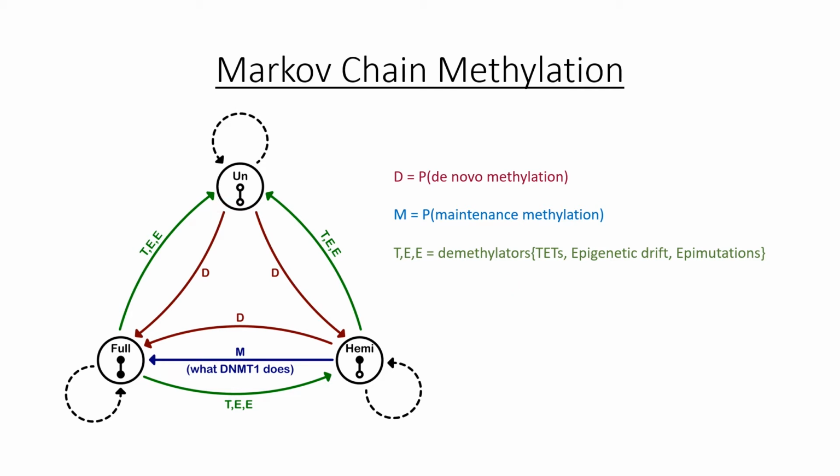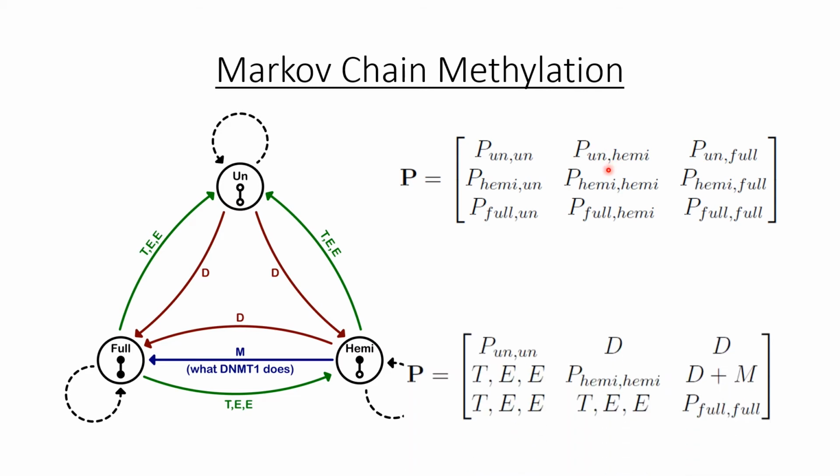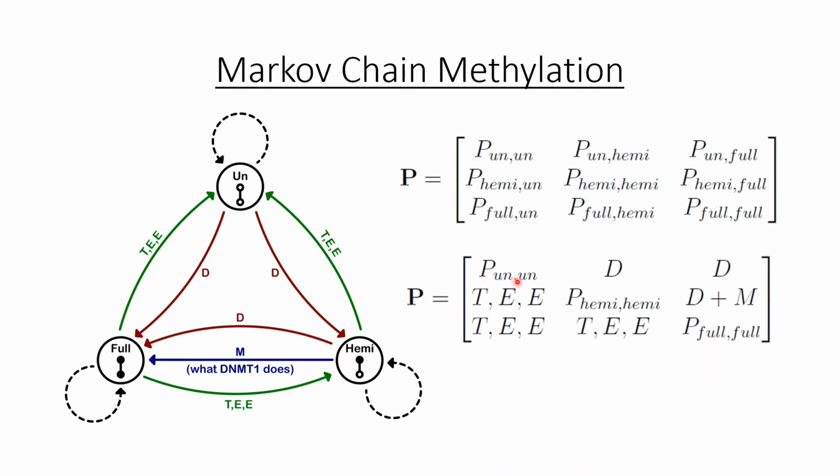Now, let's look at the transition matrix for our Markov chain methylation. We've got the probability of unmethylated remaining unmethylated, the probability of unmethylated becoming hemimethylated. You can see it all here. Let's fill in the probabilities. We've got the probability of unmethylated remaining unmethylated. We don't know that probability, but we do know the probability of unmethylated DNA becoming hemimethylated. That's B, so we get to fill that in there.